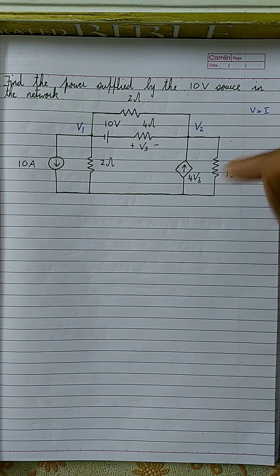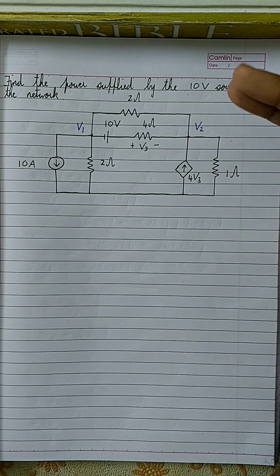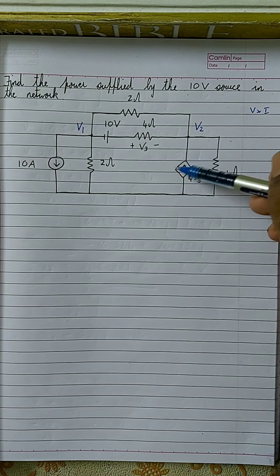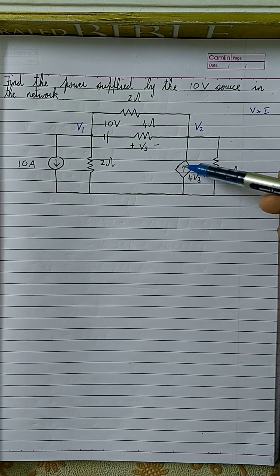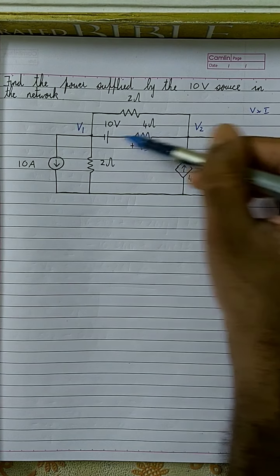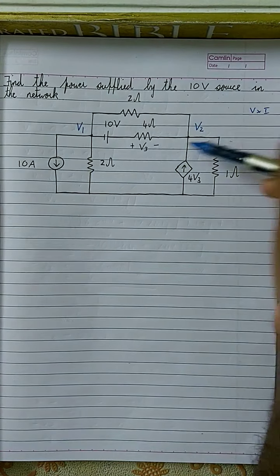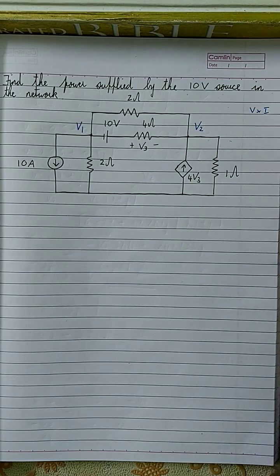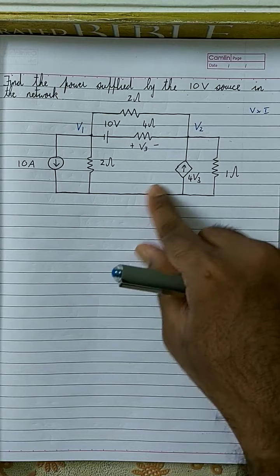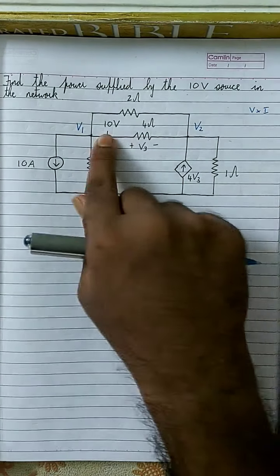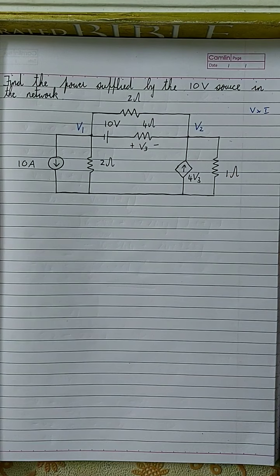You can apply mesh analysis, but remember, this is a current source. If this current source is coming in between two meshes, then this big mesh is actually a supermesh. So if you are going to do this problem using mesh analysis, don't forget this is a supermesh analysis, not an ordinary mesh analysis.